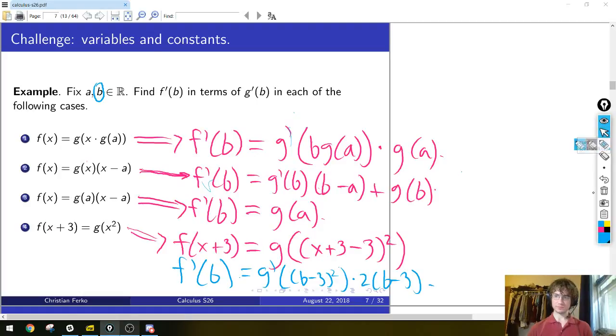So it's subtle when the expression inside the function, the argument of the function, is not just x. If it's something more complicated, we have to be careful and make sure we express both sides in terms of that same dummy.